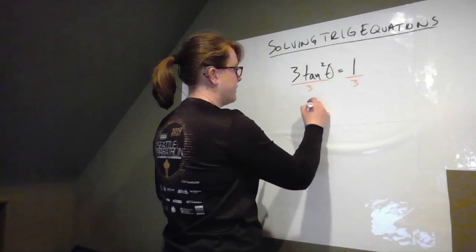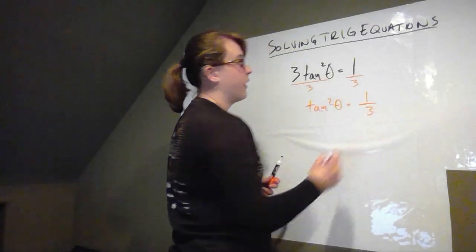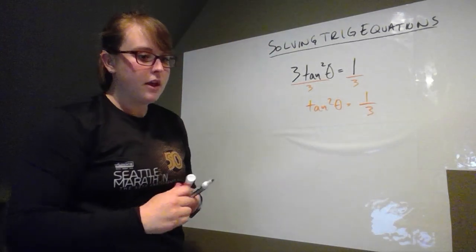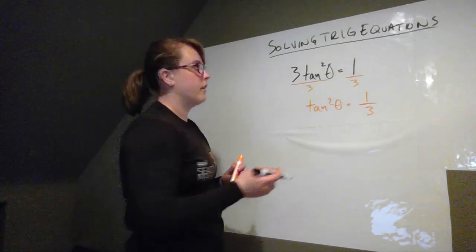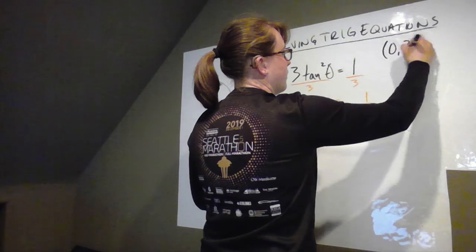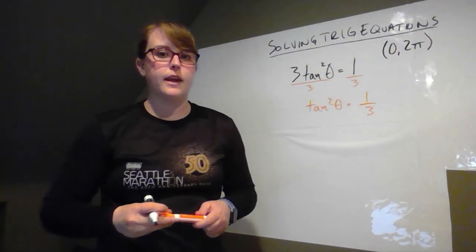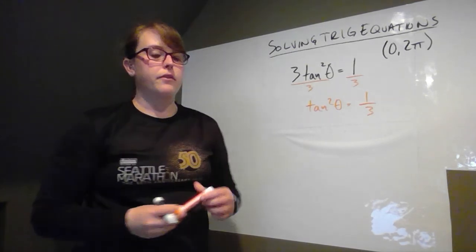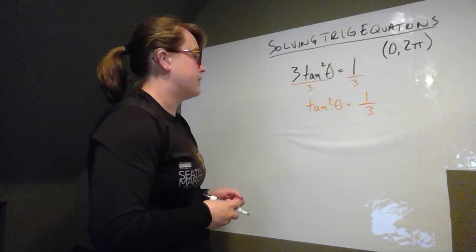So we get tangent squared equals 1/3. Oh, and I forgot to mention at the beginning of this problem, we want to solve this one for the interval 0 to 2 pi. Forgot to mention that. So there, we want all values in the unit circle, basically, for 0 to 2 pi.